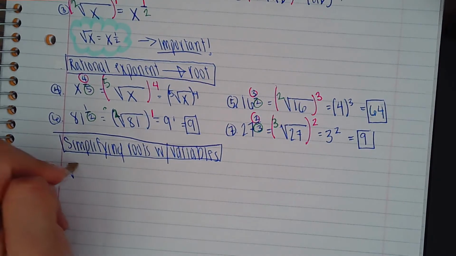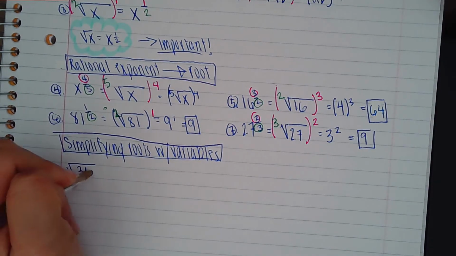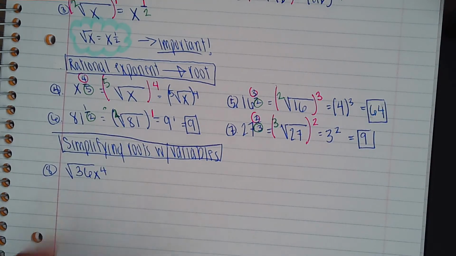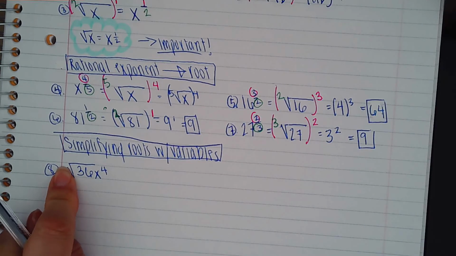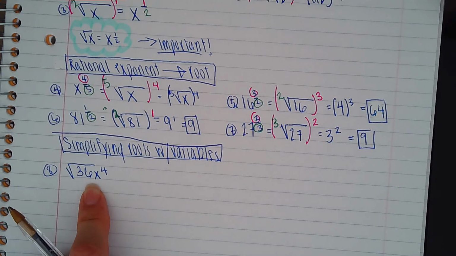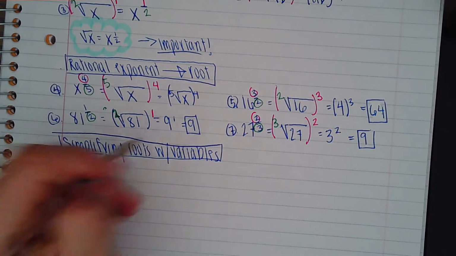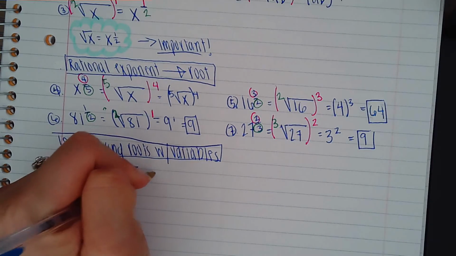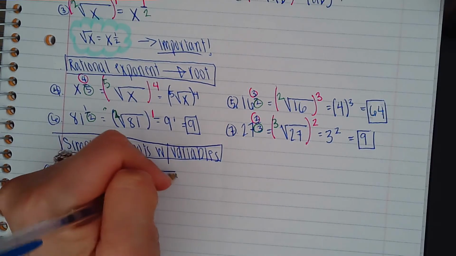Let's say we have the square root of 36 x to the 4th. And remember, because there's no indicator here, that's the square root. Well, what I like to do is I like to break these apart. So I like to think of it as the square root of 36 times the square root of x to the 4th.